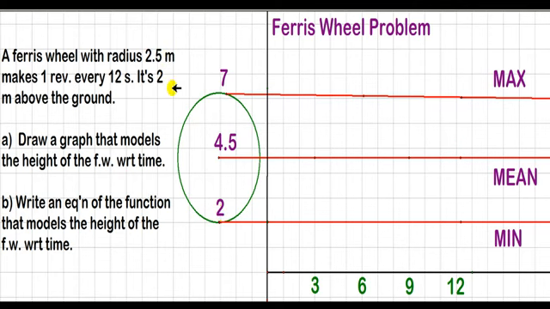To find the vertical displacement, that means how much the graph has been shifted from the initial point, you take the maximum of 7, add the minimum of 2, and that is 9, and then divide it by 2, which is 4.5, or the mean. So the amplitude is 2.5, and the vertical displacement is 4.5. Now let's look at the graph.